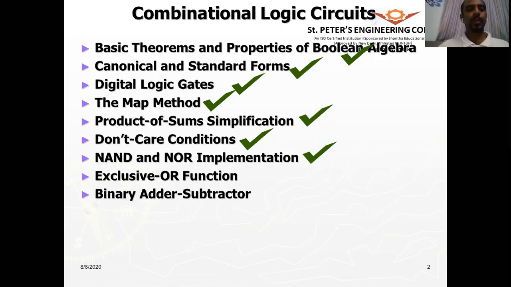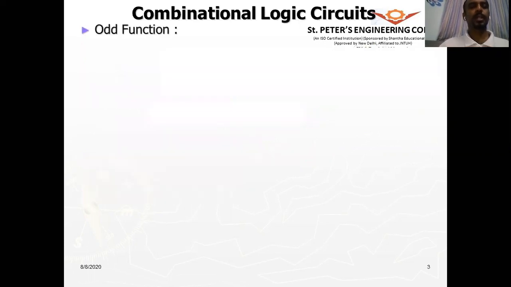We will also look into the binary adder and binary subtractor. These will be upcoming in this session. So let's get started. We will look into how we can perform the odd function realization by using the XOR gate. The XOR gate can be used to identify when an odd function appears.